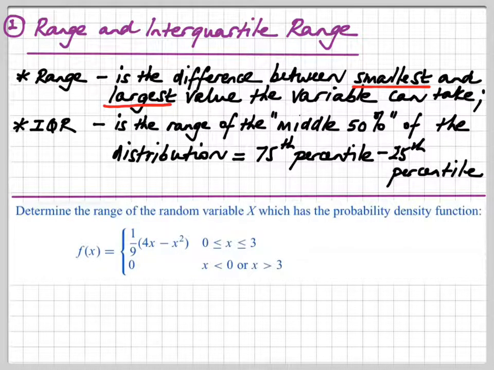Now there's one for us for the range. Determine the range of the random variable x, which has the probability density function like that. Good. Now what do we do? We've got to find the range. Well, come on, here's your 5 seconds.